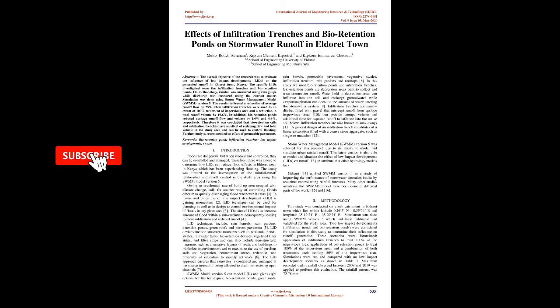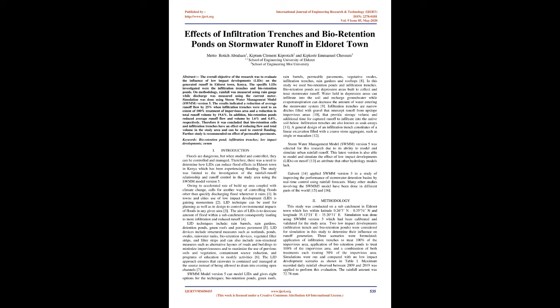4. LID techniques include rain barrels, rain gardens, detention ponds, green roofs and porous pavement. 5. LID devices include structural measures such as wetlands, ponds, swales, rainwater tanks, bioretention devices, and vegetated filter strips, and can also include non-structural measures such as alternative layouts of roads and buildings to minimize imperviousness and to maximize the use of pervious soils and vegetation, contaminant source reduction, and programs of education to modify activities. 6. The LID approach ensures that rainwater is contained and managed at the source instead of being allowed to drain into existing open channels.